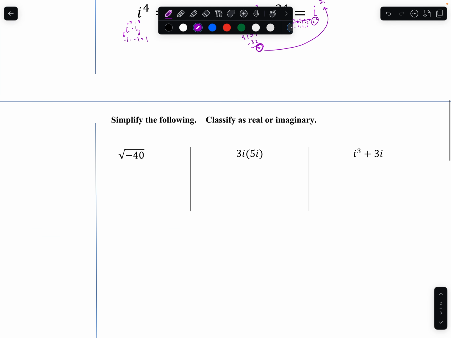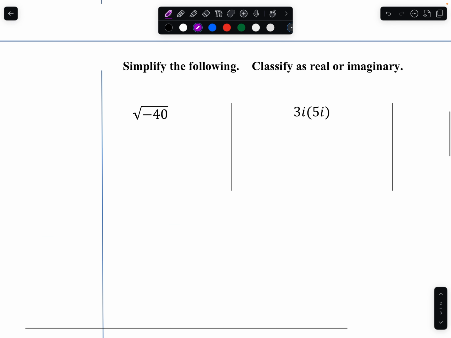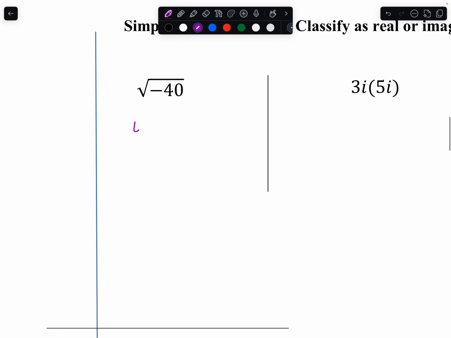All right, moving along. Simplify the following, classify as real or imaginary. So whenever we have a negative, we know that it's going to make an i. So I just start off by doing that. I'm skipping some steps here. We just kind of know that that's the case now.